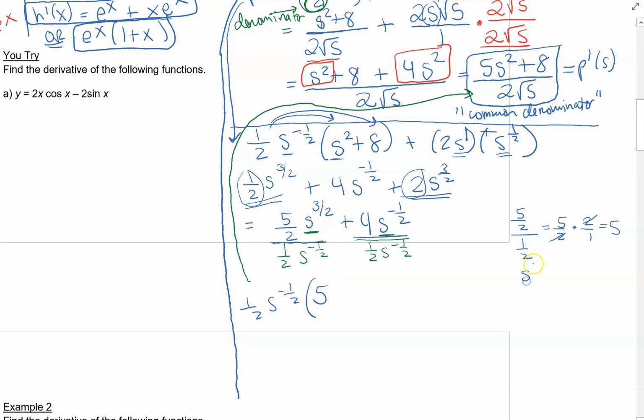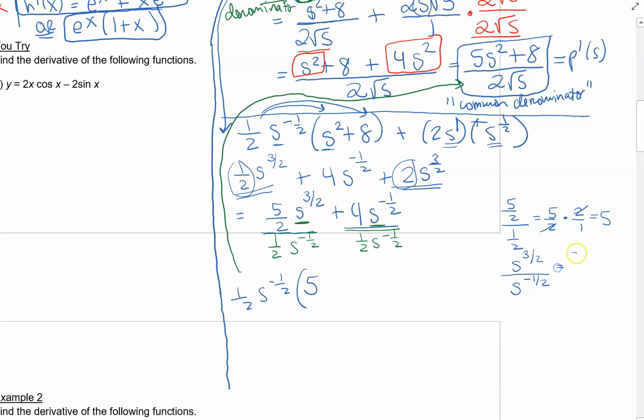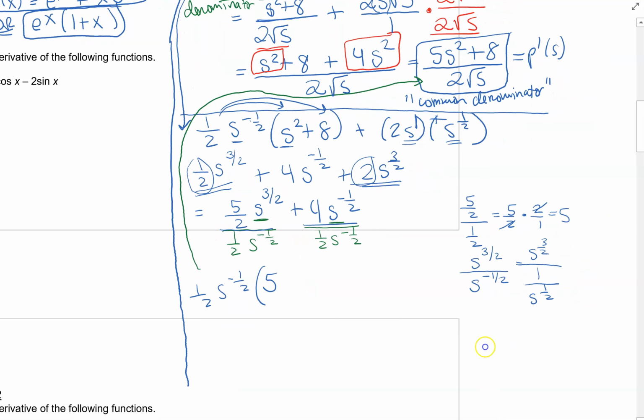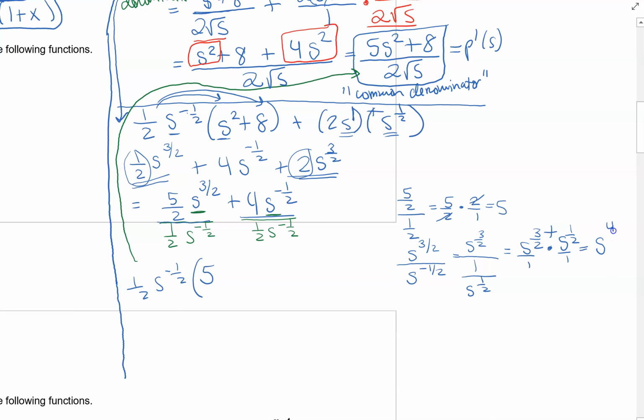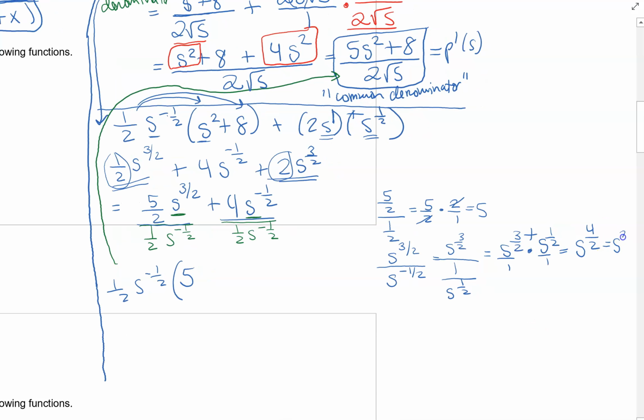But here's the real reason why we do this. If you divide something that is to a positive power by something to a negative power, we think of that as s to the 3/2 over 1 over s to the 1/2, because a negative power means take the reciprocal. But when you're dividing, you end up multiplying by the reciprocal. So I'm going to end up multiplying by s to the positive 1/2 over 1. Both of these are over 1. So basically, when you divide by something with a negative power, that negative power ends up in the numerator being multiplied, so I end up adding those powers together, which gives me s to the 4/2 power, which is just s squared.